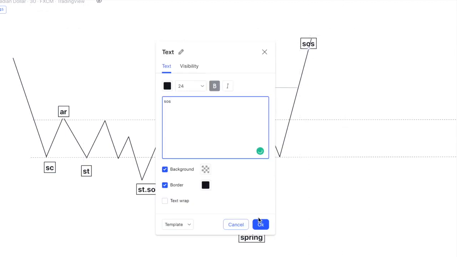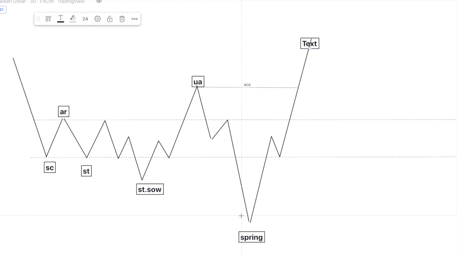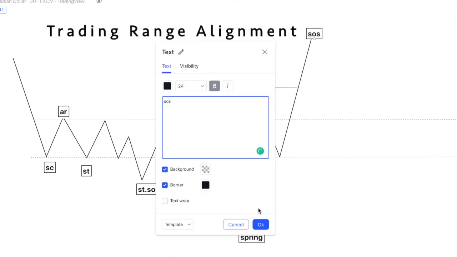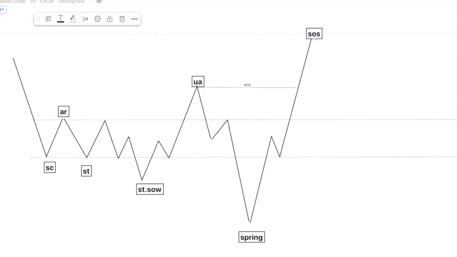Now, we also have something called trading range alignment. Trading range alignment is when your point of interest, aka your order block or your imbalance, actually aligns with the trading range that we drew before. Okay, so that means this imbalance, the gaps, right, because these are candles, either here or here, is actually aligned.